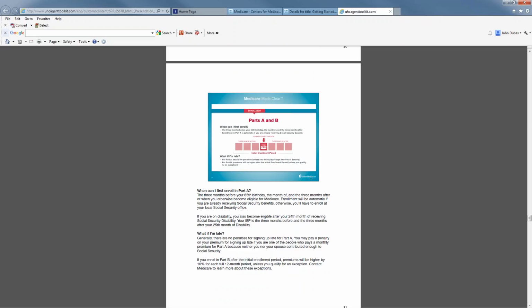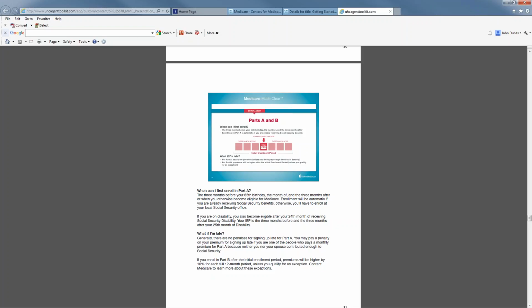When can you enroll in Part A of Medicare? It's during the first 3 months before your 65th birthday, the month of, or 3 months after, or when you become otherwise eligible for Medicare. Enrollment's automatic if you're already receiving Social Security benefits. Otherwise, you'll have to enroll at a local Social Security office.